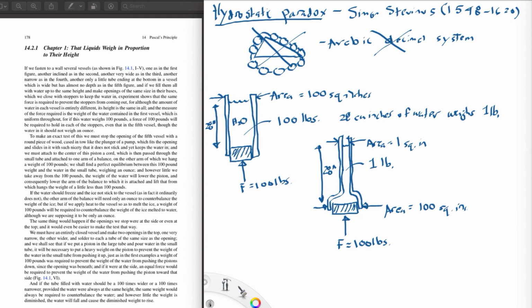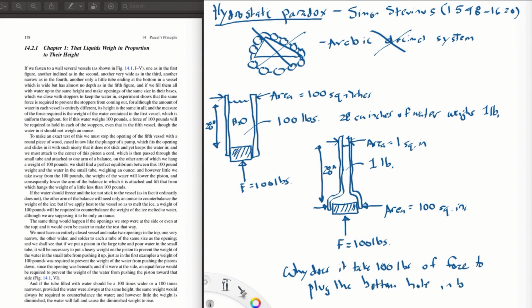In other words, if the depth of the fluid is the same in this narrow column and the wide column, and we have the plug that has a cross-sectional area of 100 square inches here and 100 square inches over here, then it's going to take the exact same force to support the water in both columns. This is the hydrostatic paradox. So why does it take 100 pounds of force to plug the bottom hole in both cases? This seems paradoxical, and that's why it's called the hydrostatic paradox.